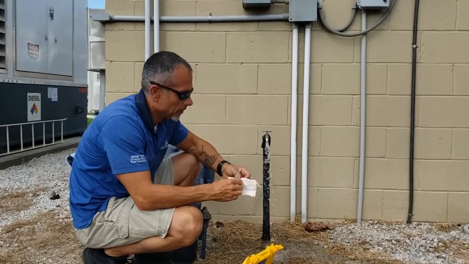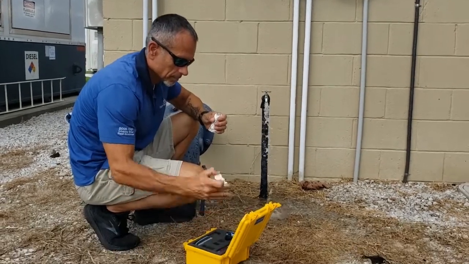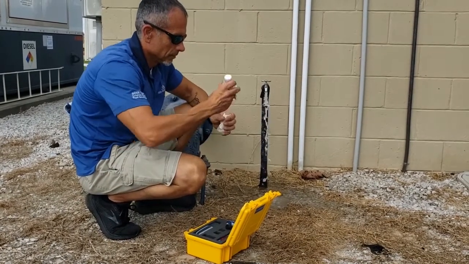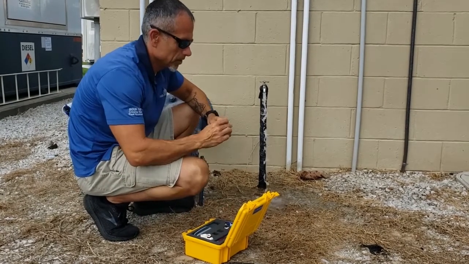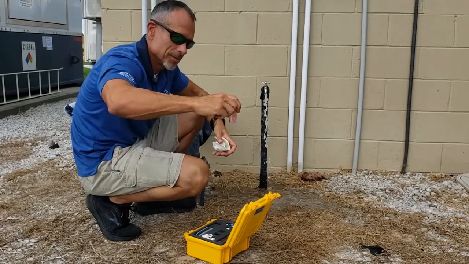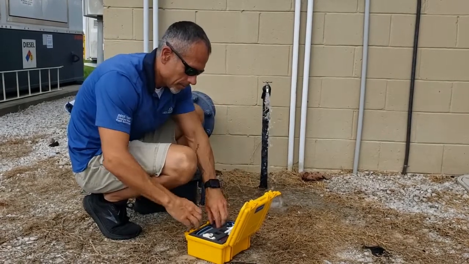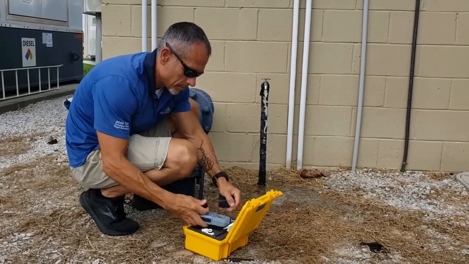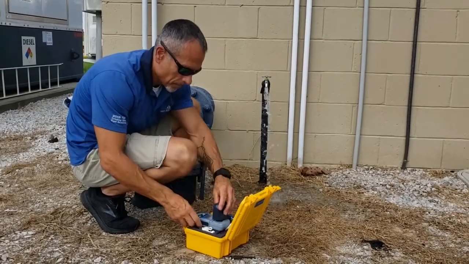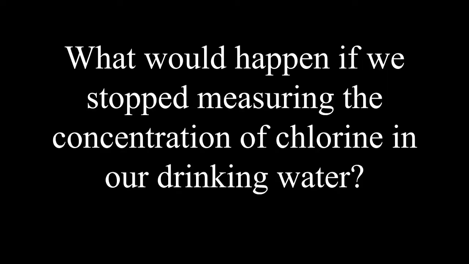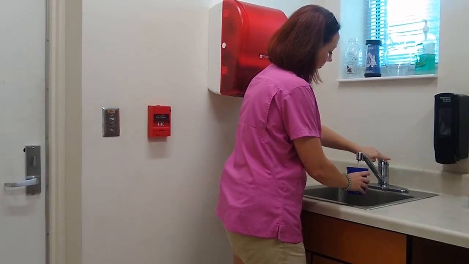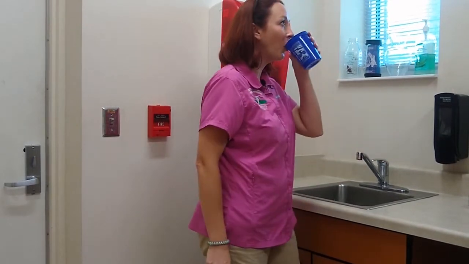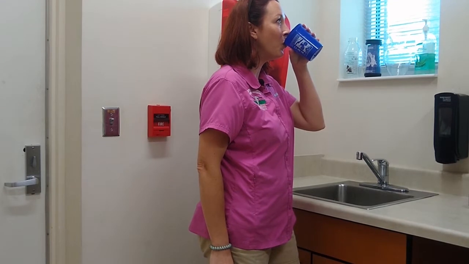Chlorine is added to our drinking water to clean it. The level is kept between 0.6 parts per million and 1 part per million. This is an extremely small amount. What do you think would happen if we stopped measuring the concentration of chlorine in our drinking water? Pause the video now to discuss. Too much chlorine will be harmful to our health, and too little would allow bacteria to grow in the water.